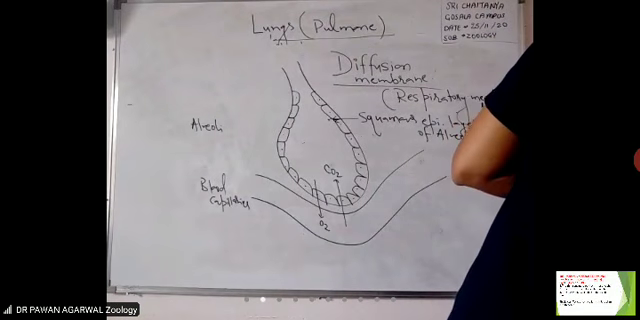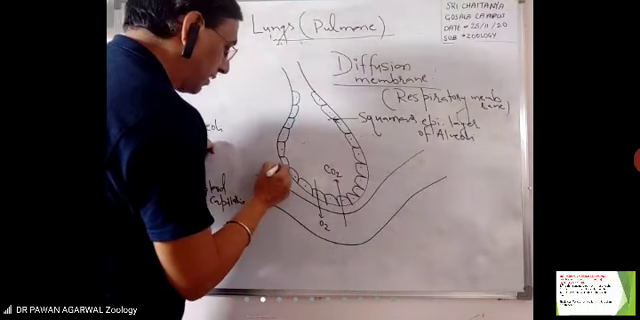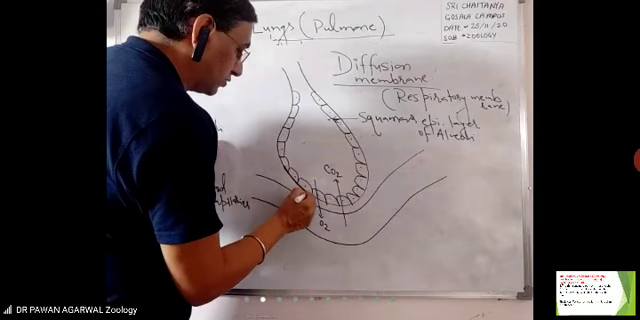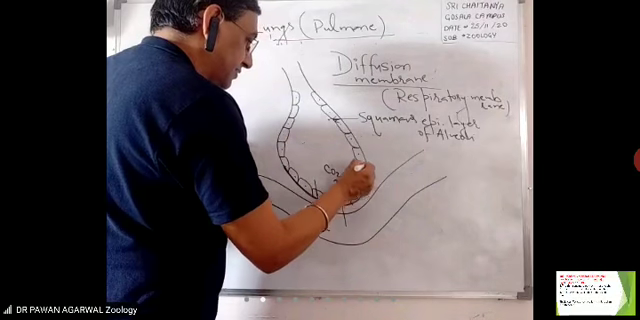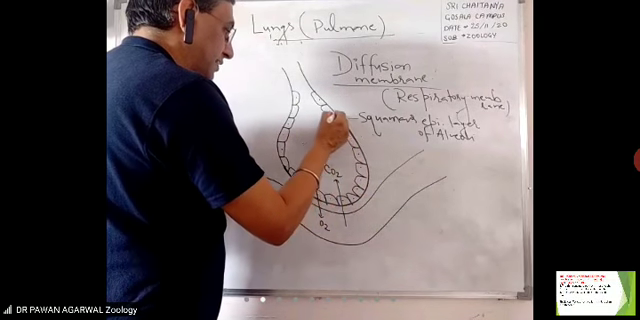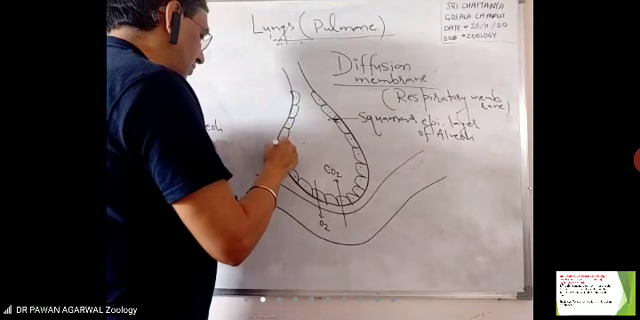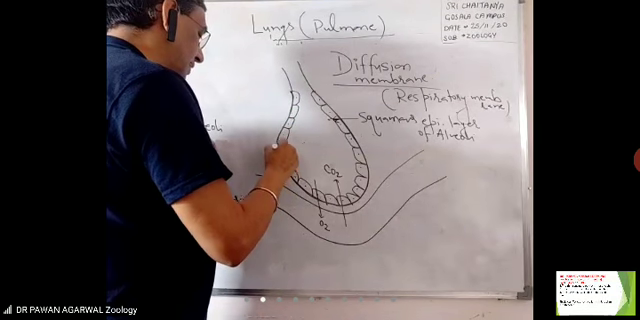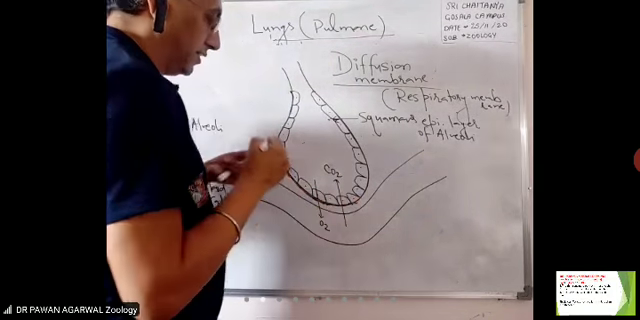Always known by us that the epithelial cells are present on a membrane. That membrane is known as the basement membrane. So this is the basement membrane on which the epithelial cells of the alveoli are present. Getting? So this is the basement membrane.